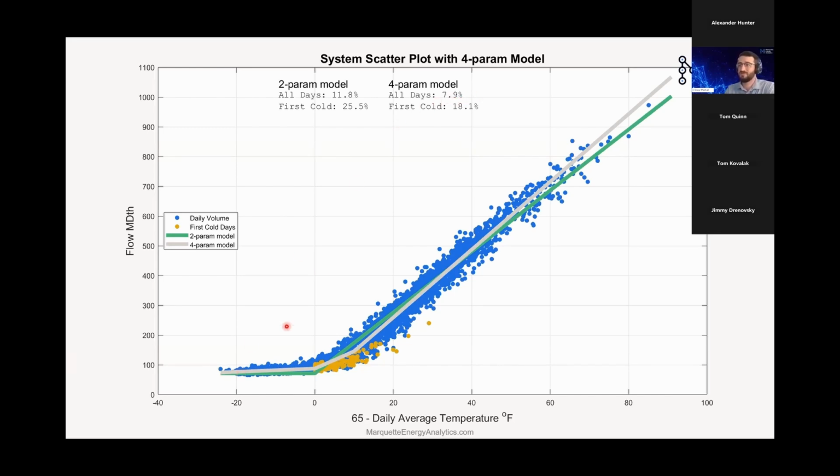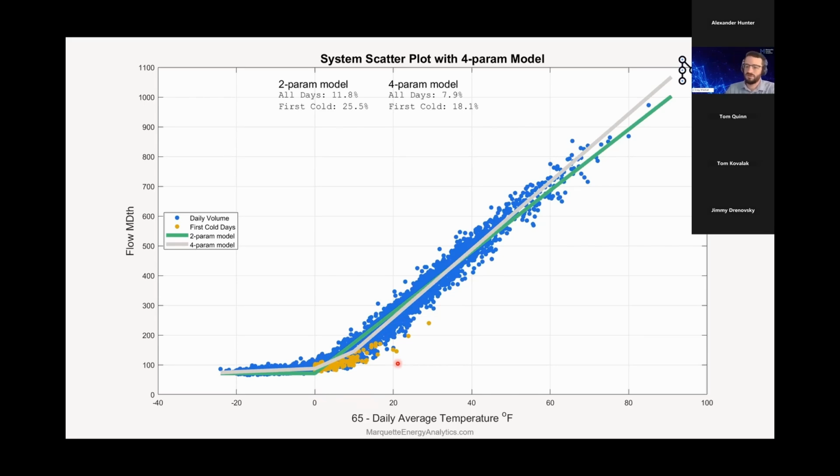On all days, we've dropped our error down to an 8% error, but we're still not doing great on the first cold days. An 18% error is certainly better than the 25 that we were getting before, but it's still not amazing. And if you look at our graph here, you can see why. We're still fairly wildly over forecasting the average first cold day. And that's obviously going to drive up our error.